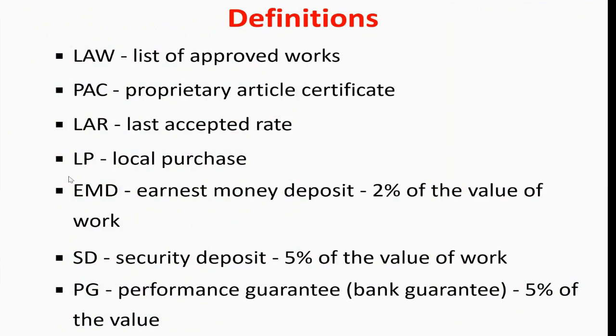Definitions. Law. List of approved works. PAC, proprietary article certificate. LAR, last accepted rate. LP, local purchase. EMD, earnest money deposit, 2% of the value of work. SD, security deposit, 5% of the value of work. PG, performance guarantee or bank guarantee, 5% of the value.